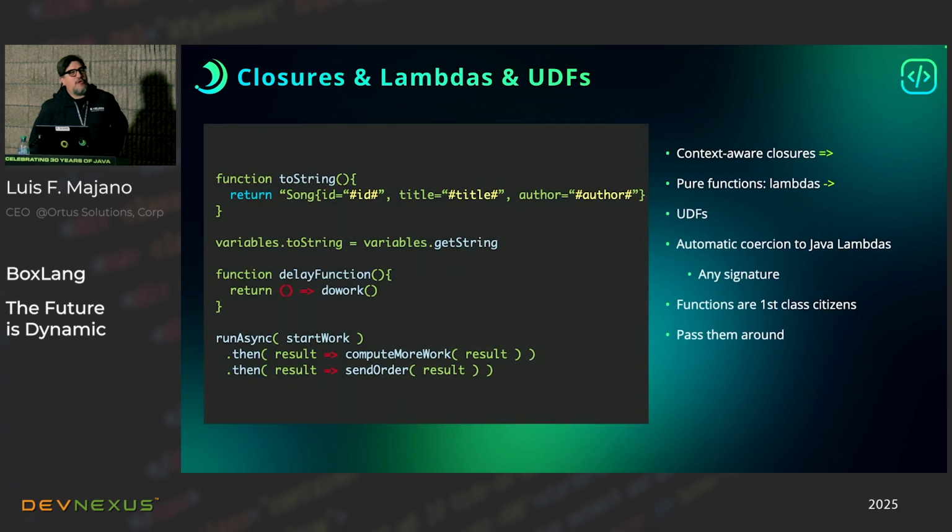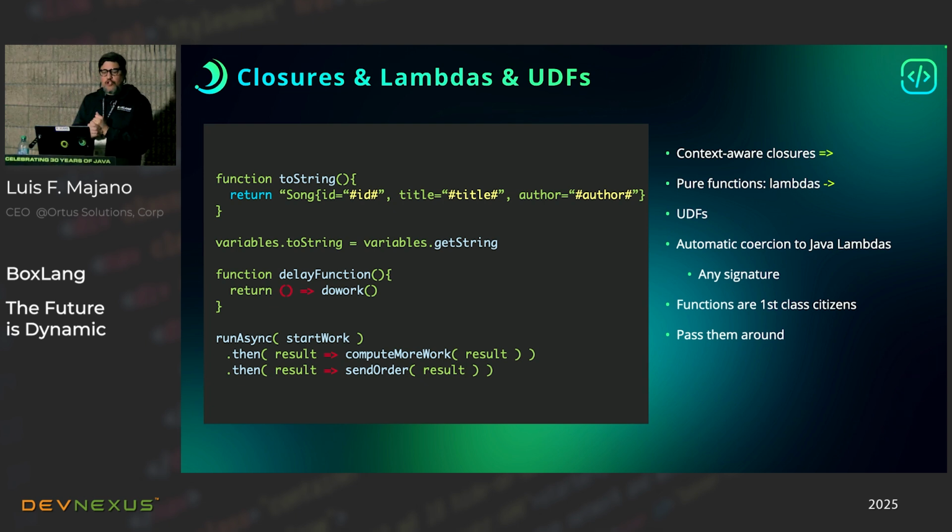We have the concept of closures and lambdas in BoxLang. So context-aware closures are using the fat arrow, and this basically means that the actual function has knowledge of where it's defined or its birthplace. And then pure functions or lambdas have no concept of their outside world. These are faster and they're deterministic. Whatever comes in, it's supposed to determine the output of that execution. So they're pure. They're not supposed to be doing any side effects from its outside context.